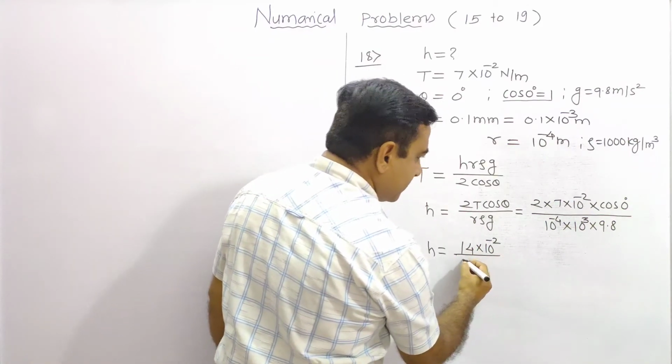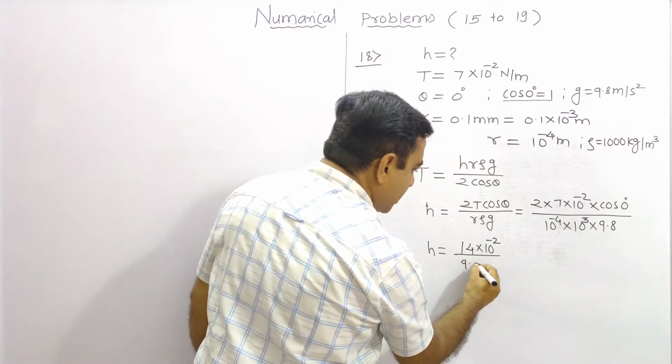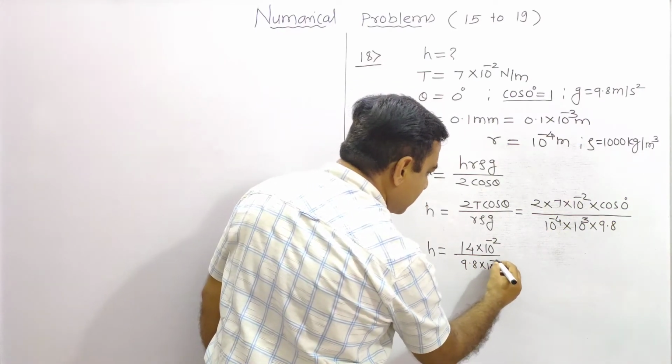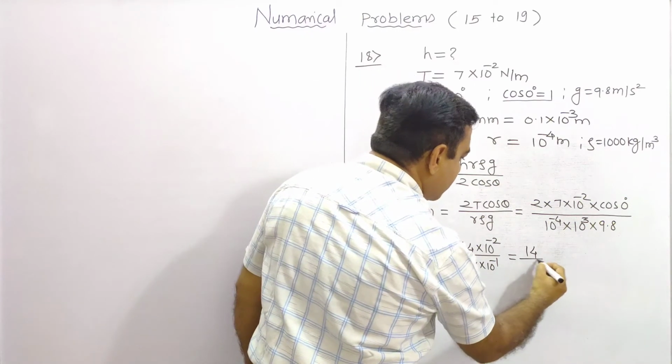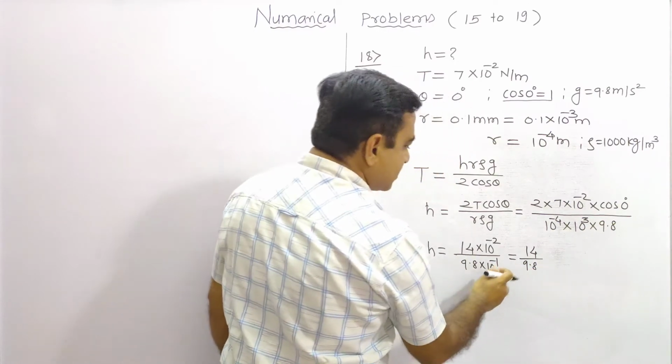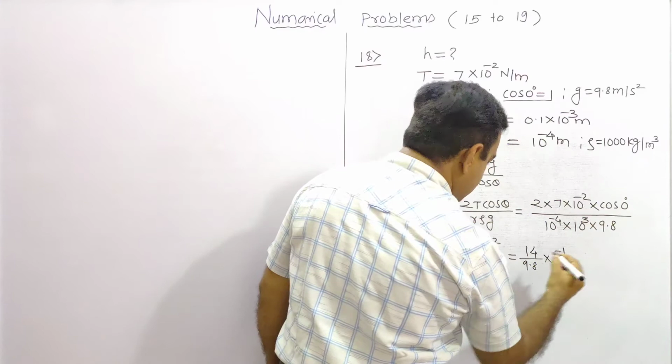divided by 9.8 into 10 raised to power minus 1. One of that power gets cancelled. 14 divided by 9.8. When it is taken to the numerator, it is plus. So it is into 10 raised to power minus 1.